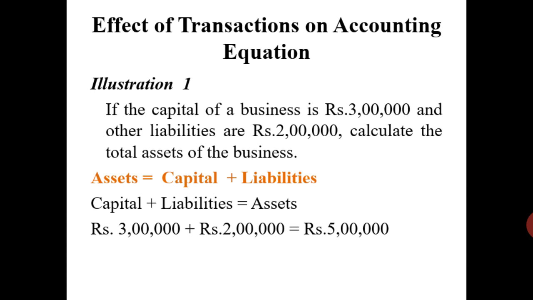Illustration 1. If the capital of a business is rupees 3 lakh and other liabilities are rupees 2 lakh, calculate the total assets of the business. Here the capital is given and liabilities are given, so the assets will be 5 lakh rupees.